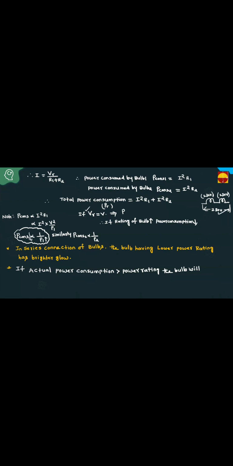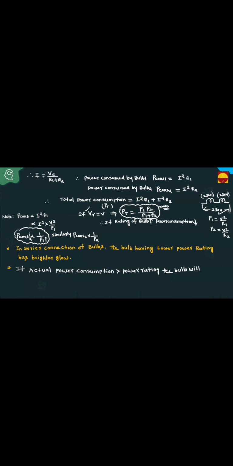Then in that case, if VR equals V, for the total power consumption you substitute the I value here and take VR equal to V. That I'm leaving for you. Simplify that and write P1 equals V square by R1, and P2 equals V square by R2. Then finally we get the total power consumption equal to P1 P2 by P1 plus P2. I'm writing the power consumption in terms of the ratings of the bulbs.